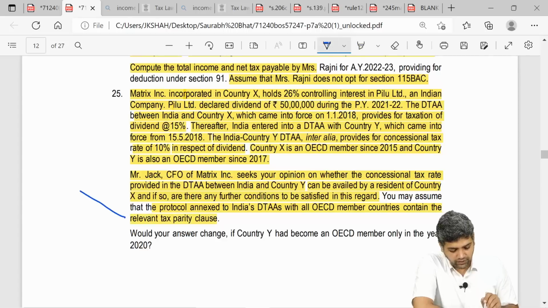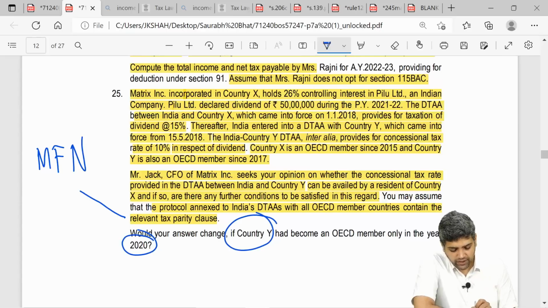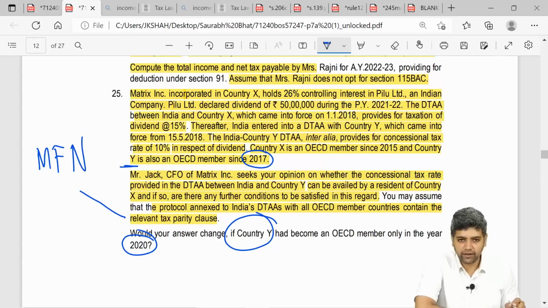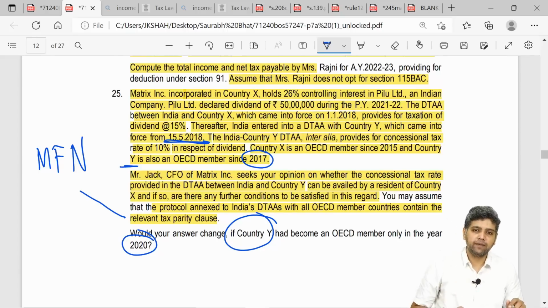Tax parity clause is nothing but MFN clause. Would your answer change if country Y had become OECD member only in the year 2020? So, first and foremost, in the main question they have said country Y is an OECD member since 2017. When did I enter into a treaty with country Y? I entered in 2018. So, as on the date of signing treaty, is country Y an OECD member?